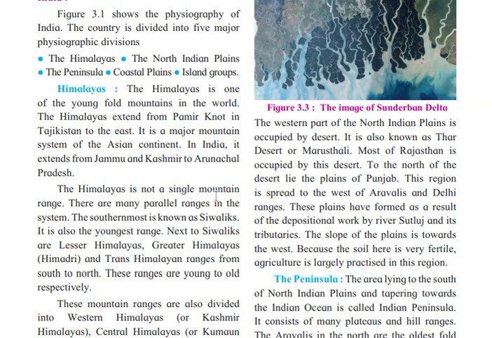It is a major mountain system of the Asian continent. It is one of the main mountain systems all over the Asian continent. There are a total of 7 continents, and in the Asian continent this is the major mountain system. Clear? In India, it extends from Jammu and Kashmir to Arunachal Pradesh. In India it extends from Jammu to Arunachal Pradesh.